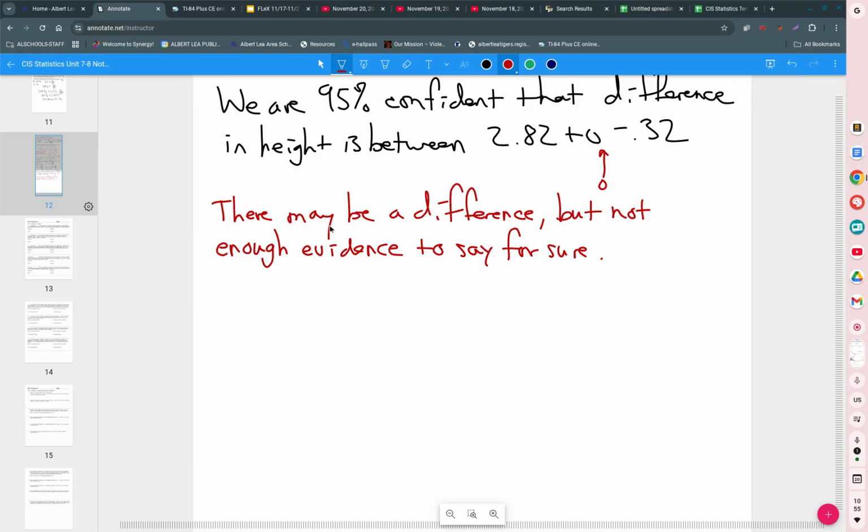What do you think we would do to our study if we wanted to get a better handle on this? Sample more people, more ages, more grades, be more specific. It's leaning towards that we definitely seem to have the shorter kids, but it's not for sure by any stretch of the imagination. 0 is part of the confidence interval, so therefore we really can't say that one is taller than the other. Okay? Not a lot of certainty.